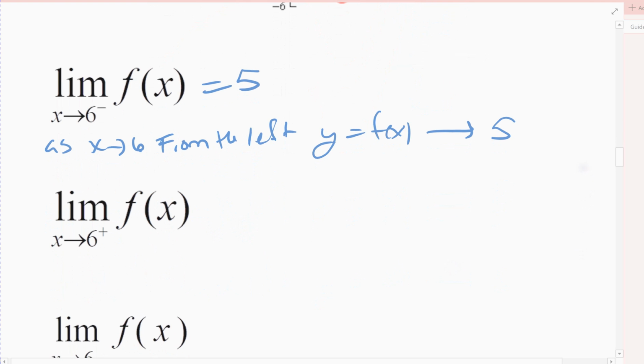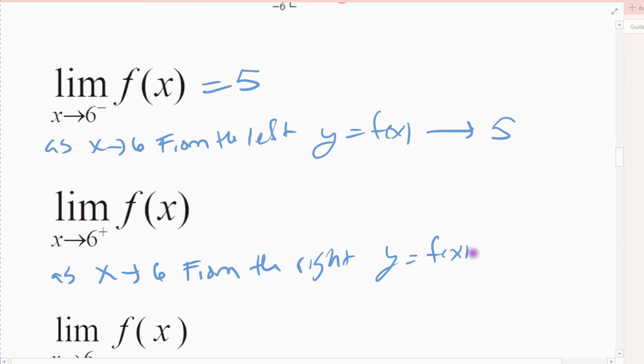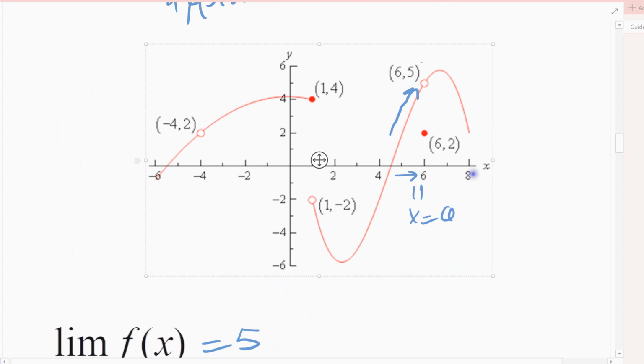Now we look on the right. And as it turns out, it's going to approach the same thing. As x approaches 6 from the right, the y values also approach 5. If I go look at my picture, so this limit's going to be 5. If I'm on the right, I'm on this side of 6. So that's this piece of the function. And on that side, it's still approaching. So I go up to my function, which is the red line, and it's still approaching that open point at 5. So from the right, it never gets to 5. It doesn't ever equal 5. The function value equaled 2. But 5 is the limit from the left and the right.